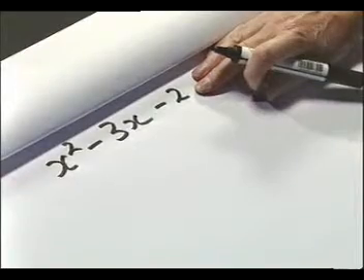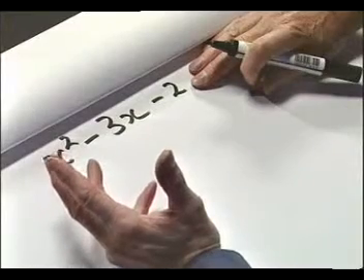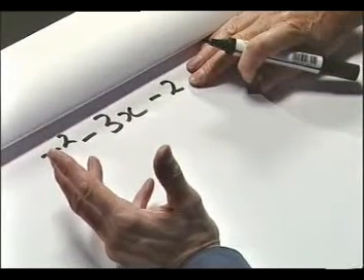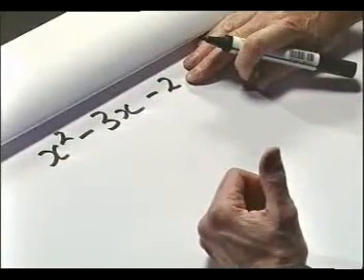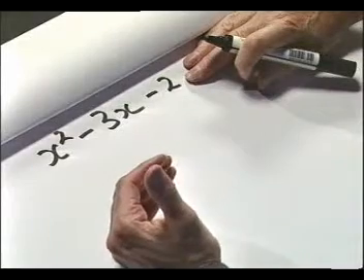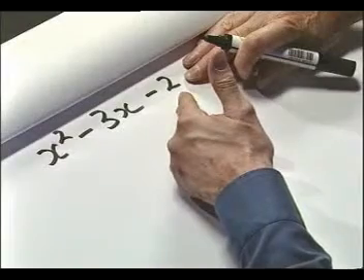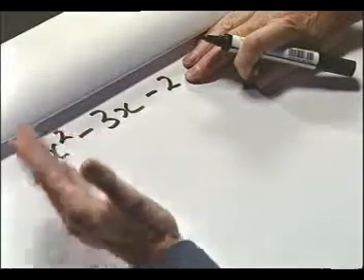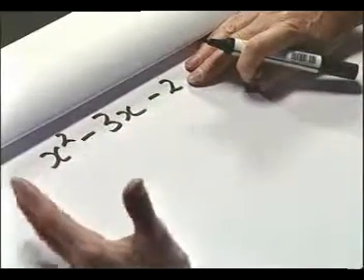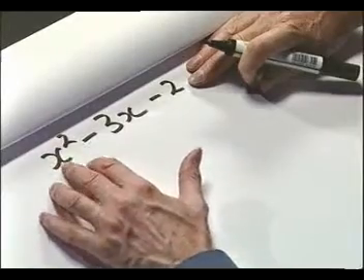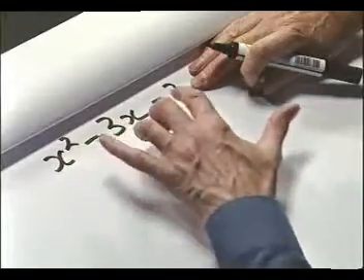Now, one of the things is that if we put in, say, a value of x equals, let's say something like 1, then we've got 1 minus 3 minus 2. It's clearly negative. If I put in a value, let's say something like 4, then I get 16 minus 12 minus 2. Well, that's positive, isn't it? Because it's an overall value of 2. If I put in a value of, say, minus 2, then I get 4 minus 3 times minus 2 is 6, so I get 10, take away 2, 8.